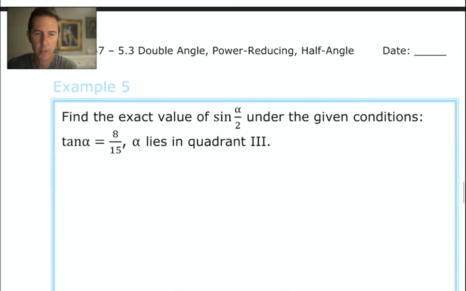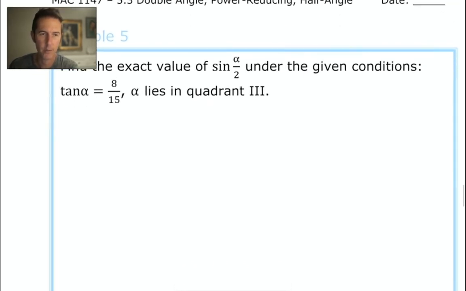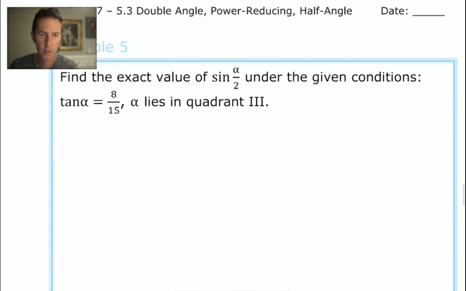Find the exact value of, hey, it's another half angle problem. This setup is a little bit different. They're not even telling us any of the angle measures. We want the sine of alpha over 2, given that tan alpha is equal to 8 over 15, and alpha is in the third quadrant. All right, let's see if we can churn through this one.